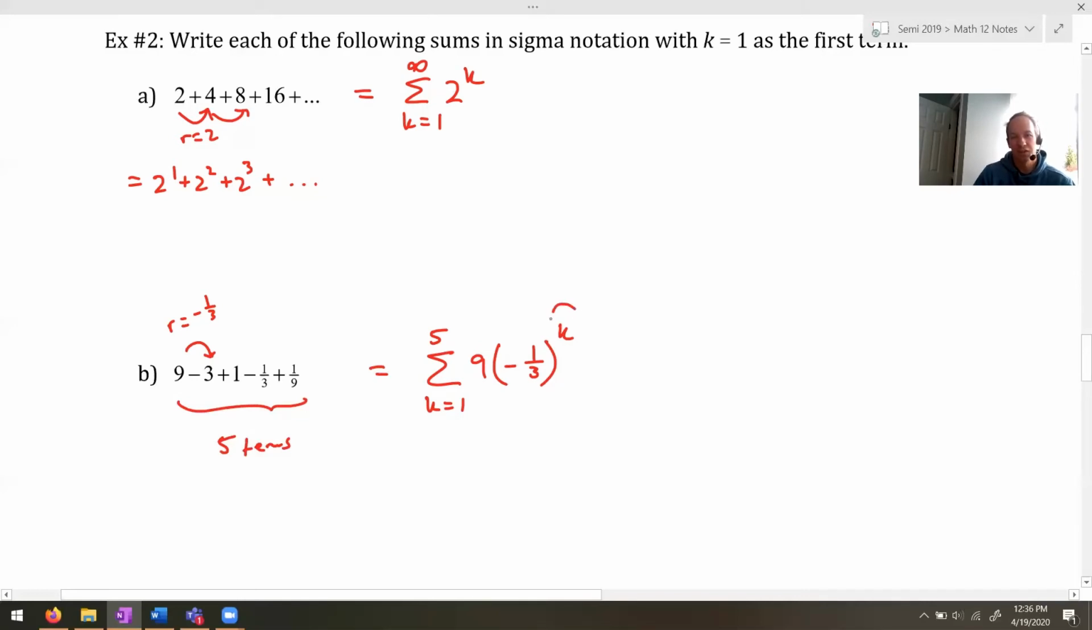We actually want this exponent to have a value of 0 for my first term, because 9 times anything to the power of 0 is going to give us the 9 that belongs up there. So the modification we're going to make is we're going to make this k minus 1. And that's probably the easiest way of doing it.